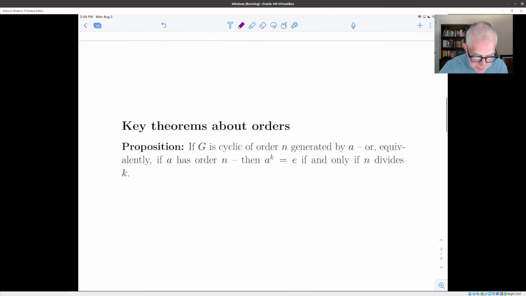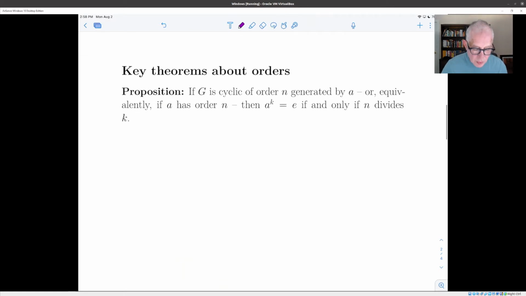So now let's prove a few theorems about orders of elements. So the first theorem we're going to prove is that if G is cyclic of order n and generated by a, so in other words, if G is equal to the subgroup generated by a, or more generally, we would say that if a is an element of an arbitrary group and it has order n, then that's equivalent.